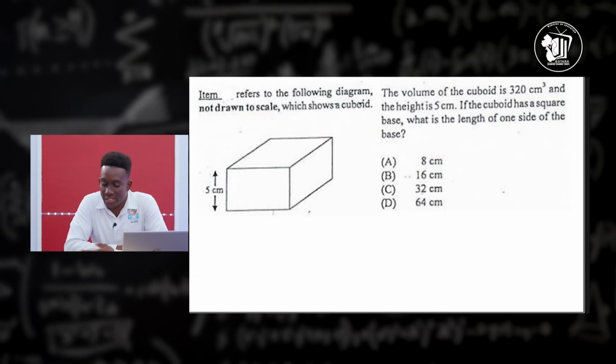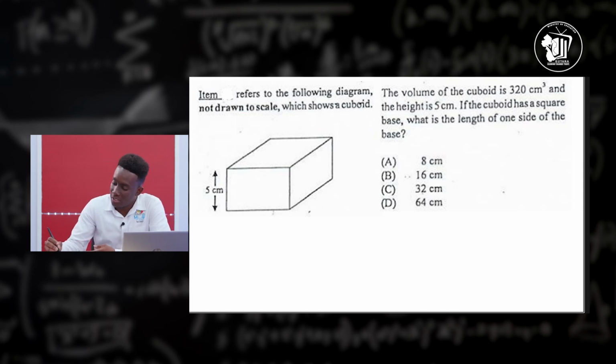So the question says, the item refers to the following diagram, not drawn to scale, which shows a cuboid. The volume of the cuboid is 320 cm cubed and the height is 5 cm. If the cuboid has a squared base, what is the length of one side of the base?